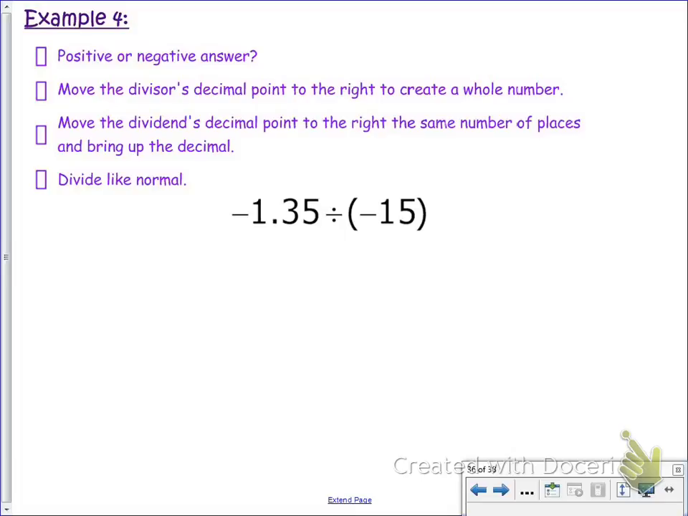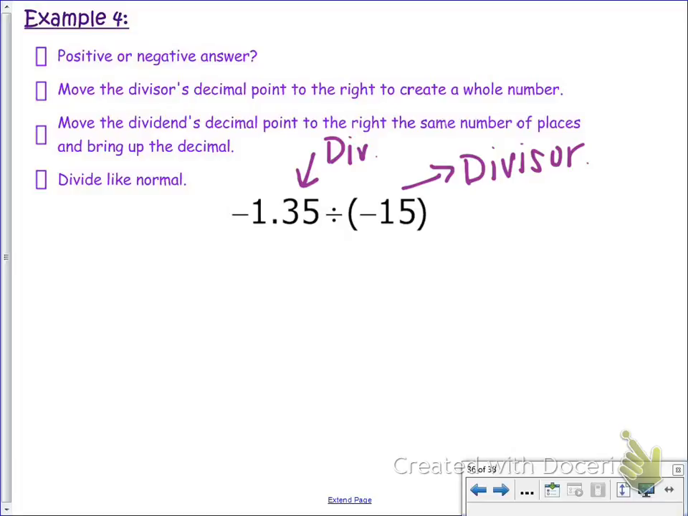We're going to talk about some vocab words real quick before we start. You're going to need to know what a divisor and a dividend is. So this right here is the dividend, and this right here is the divisor. The dividend is always inside the house and the divisor is always outside the house.